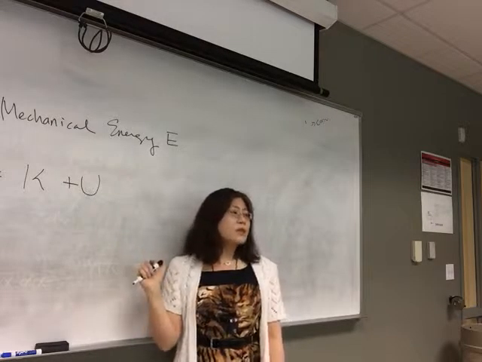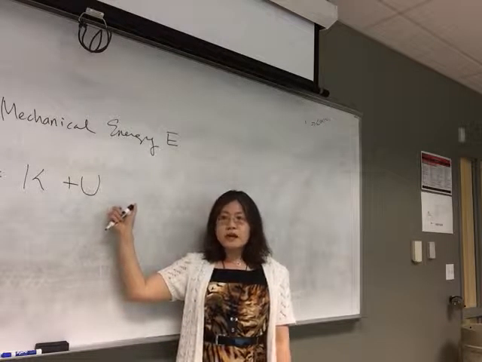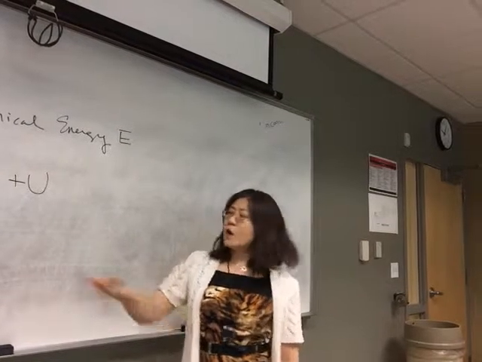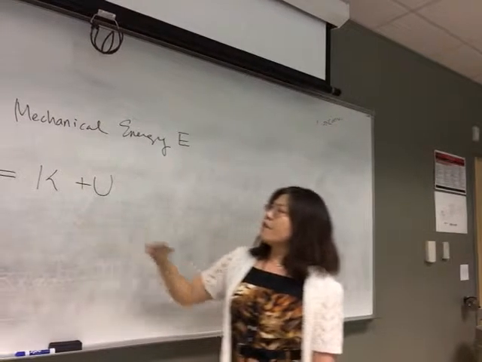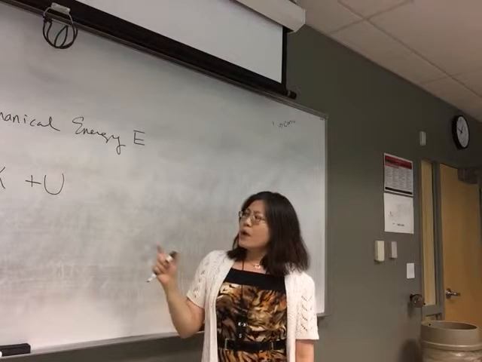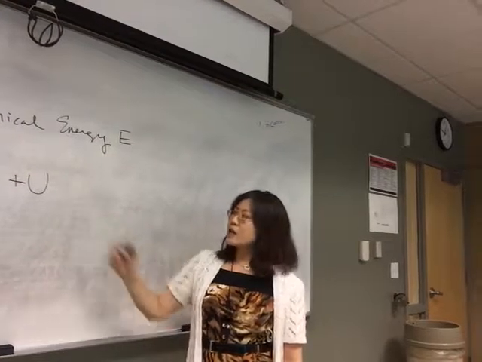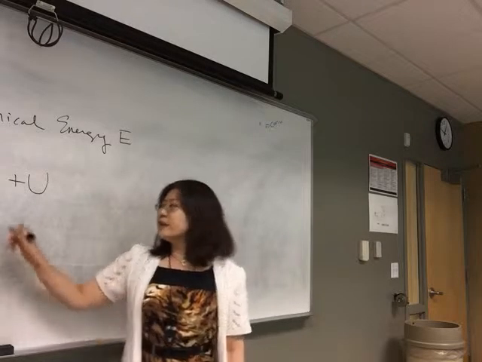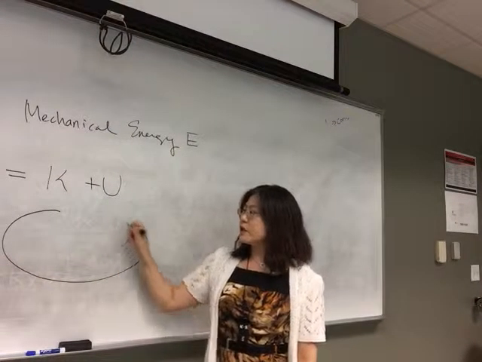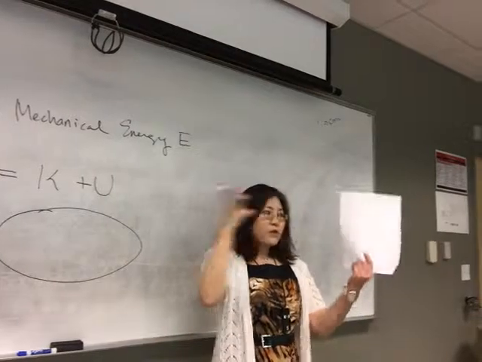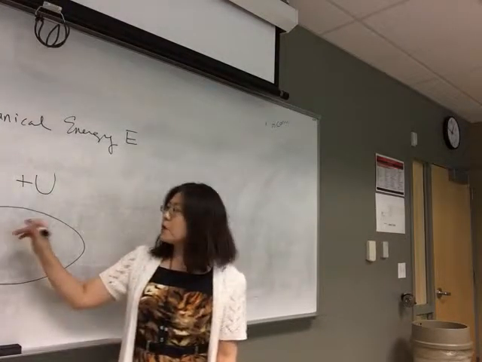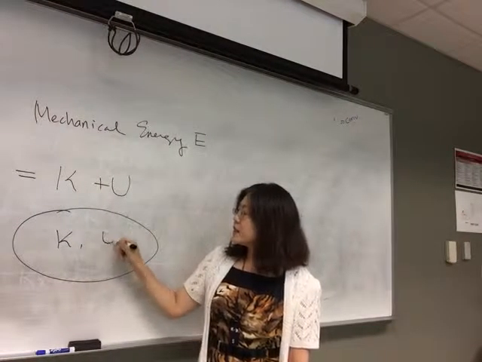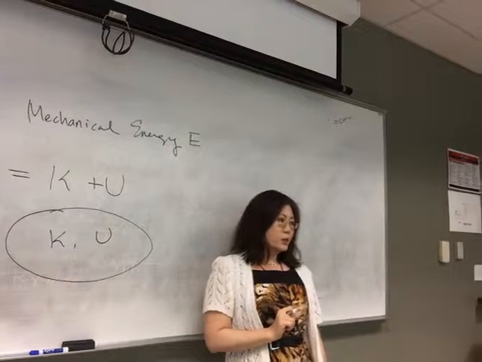If you're dealing with a spring, then you have the US. If you are dealing with the gravitational force, then you have the UG. Okay, so this is the energy of the system when it consists of kinetic energy and potential energy. And we know that within the system, so let's say this is a system, we draw the boundary of the system. It involves two kinds of energy: one is kinetic energy, and one is potential energy.